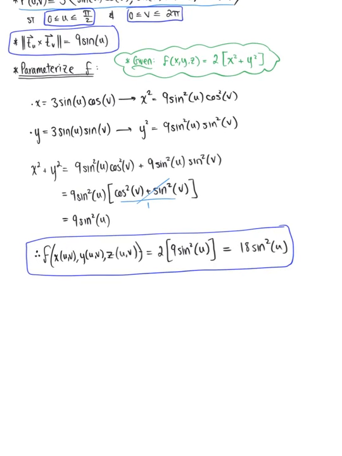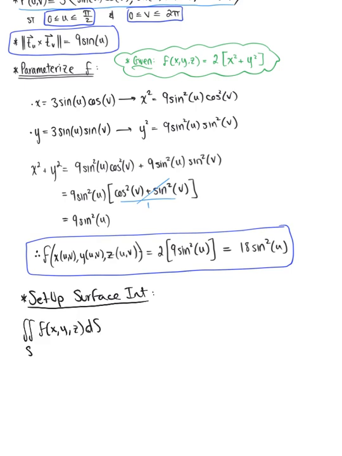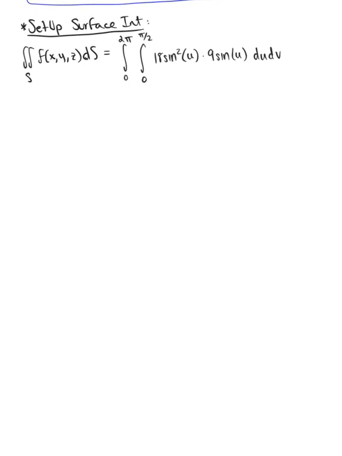So here we go. And we'll give ourselves more room after we rewrite this. So we want to set up the surface integral for this parametric description. So we have the surface integral over that surface S of the function in terms of x, y, and z, which we would integrate with respect to S. And now plugging in everything we just found, we have the integral from 0 to 2 pi, the integral from 0 to pi over 2 of the parametrized function 18 sine squared of u multiplied by the magnitude of the cross product of our tangent vectors 9 sine of u, and this is du dv. So we are ready now to start evaluating.